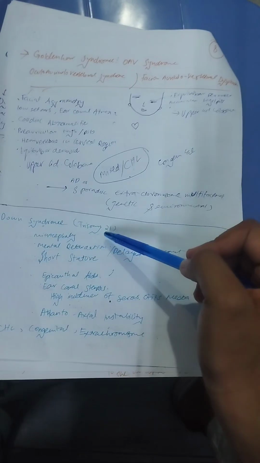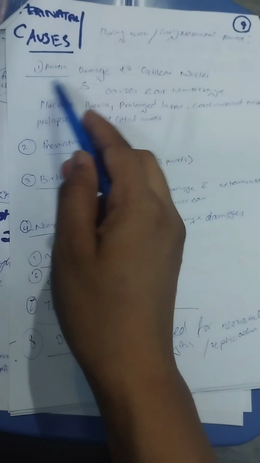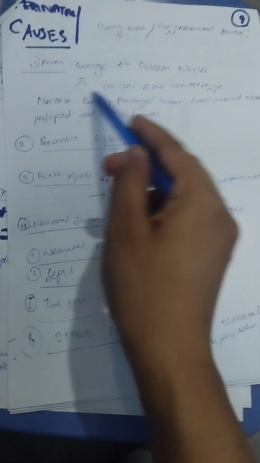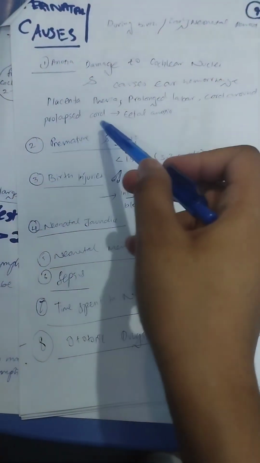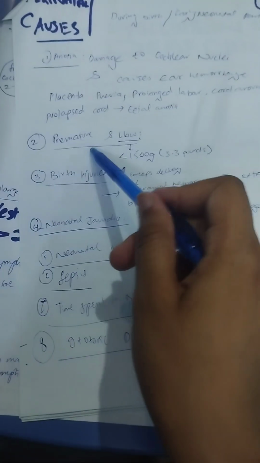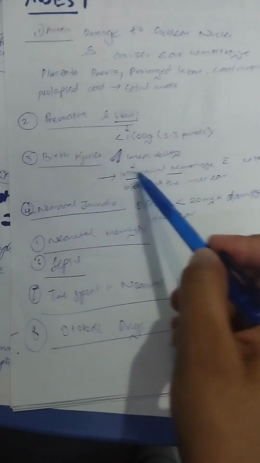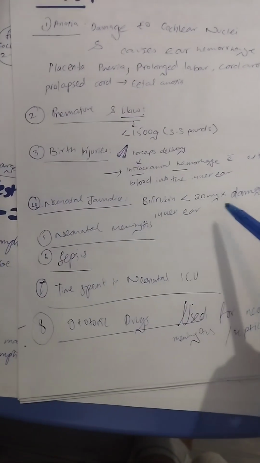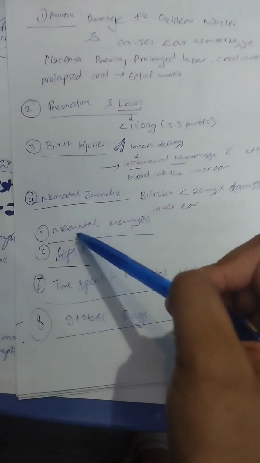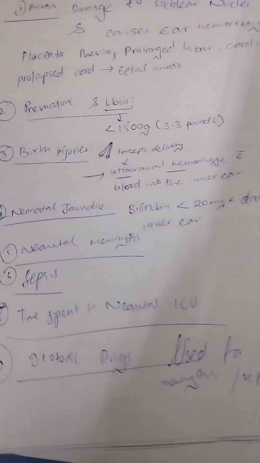It causes microcephaly, mental retardation. Now let's talk about the perinatal causes which happen during birth or in the early neonatal period. So it can be in the form of anoxia, which causes damage to the cochlear nuclei and causes ear hemorrhage, and it also causes placenta previa, prolonged labor, cord around the neck, prolapse cord will cause fetal anoxia, and premature baby and LBW baby, or birth injuries, which means that baby was born through a forceps delivery, which caused intracranial hemorrhage with extravasation of blood into the inner ear, or neonatal jaundice, which means that the bilirubin was more than 20 milligram percent, or neonatal meningitis and sepsis, or increased time spent in the neonatal ICU, or due to ototoxic drugs used for neonatal meningitis, septicemia.